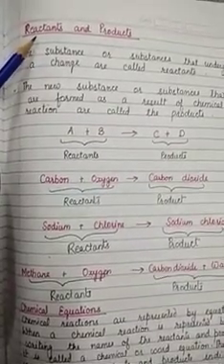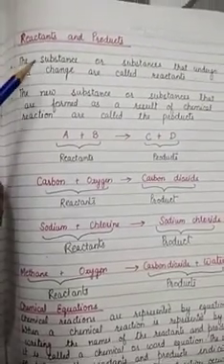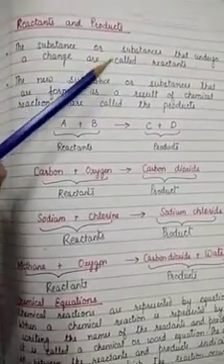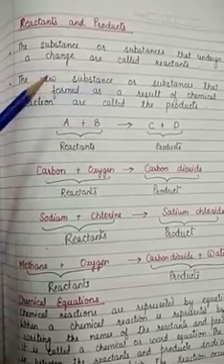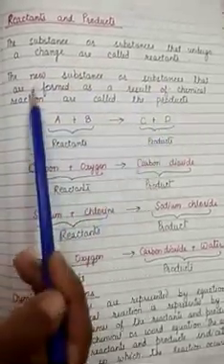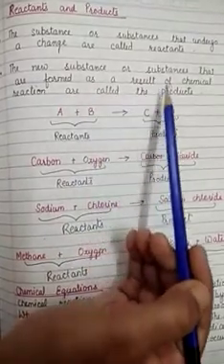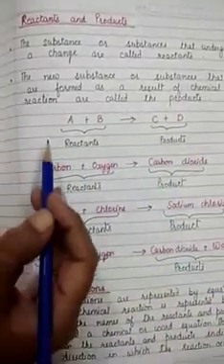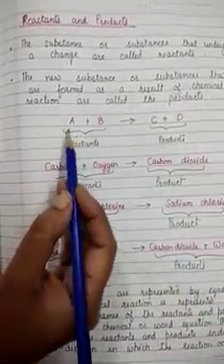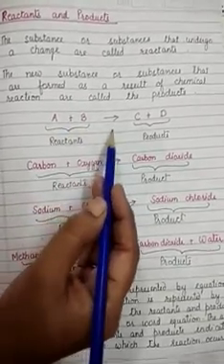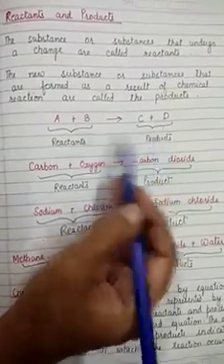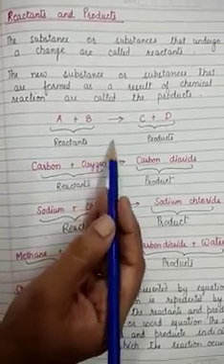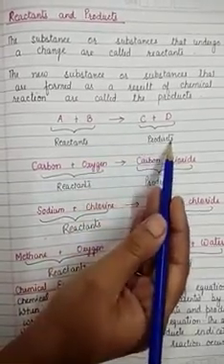Reactants and products. In a chemical reaction, the substance or substances that undergo a change are called reactants, and the new substance or substances that are formed as a result of the chemical reaction are called products. Suppose in a chemical reaction, substances A and B react to form new substances C and D. Now in this chemical reaction, A and B are the reactants and C and D are the products.